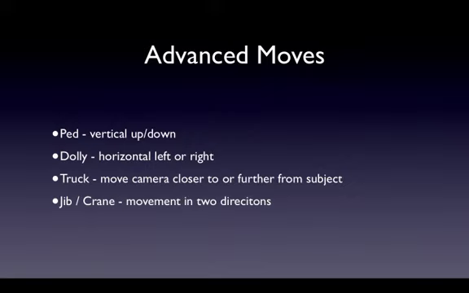And then the last one is jib or crane. Sometimes people say crane. The camera's on the end of a boom, and it combines elements of a PED with a dolly or a truck depending on the position of the camera. And if you mount the jib or crane on wheels, you can actually get movement in all 3 directions at once.